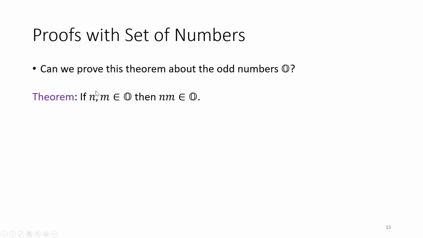But let's start with this one. So this is closure of the odd numbers under multiplication. So if you have an odd number n and an odd number m and you multiply them together, you get an odd number too. Let's go ahead and prove it. And remember, we've seen a couple of these proofs now, so we need to start with our hypothesis, assuming the antecedent. So we'll assume n and m are in O, n and m are odd numbers.